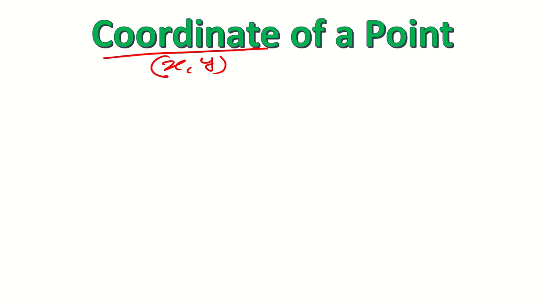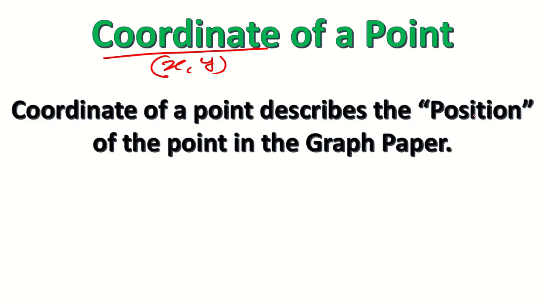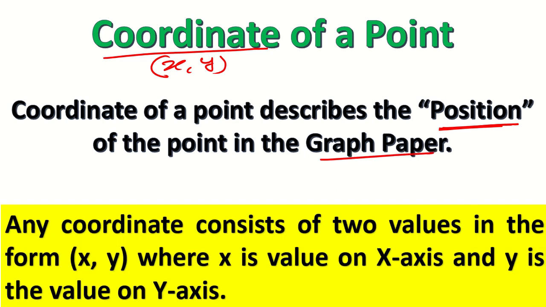And why is it required? It is required to describe the position of any point in the coordinate plane or graph paper. Normally we write any coordinate in the form of x, y, where the first value represents the value of x on the x-axis and the second value is the number on the y-axis. Remember that this is the rule, we cannot change this. So first the value of x and then the value of y.